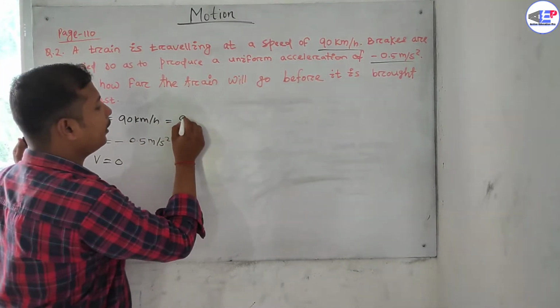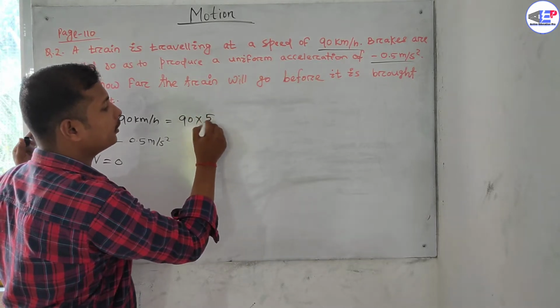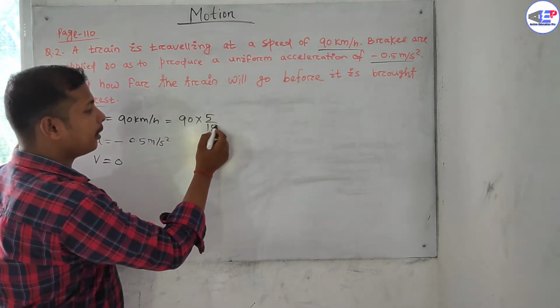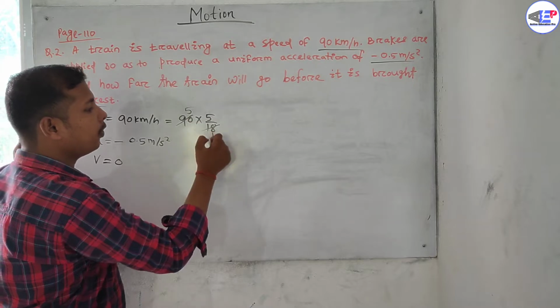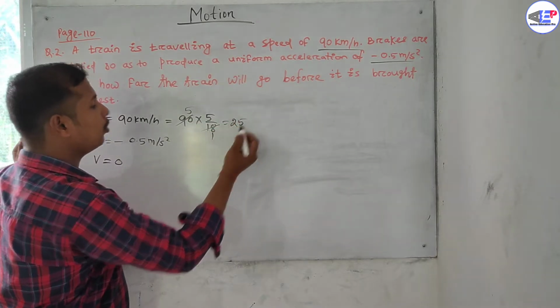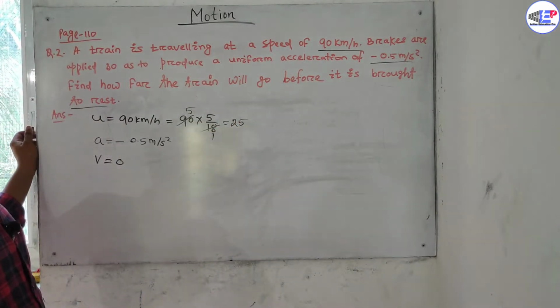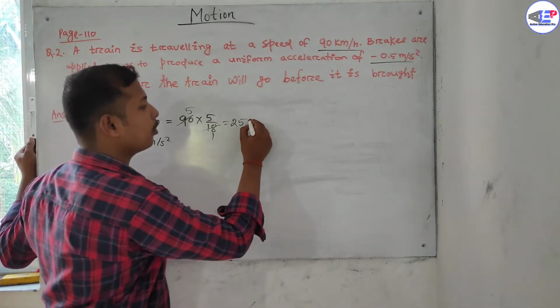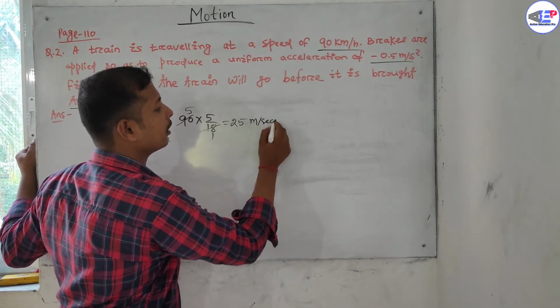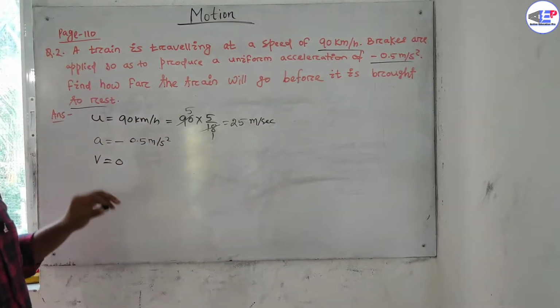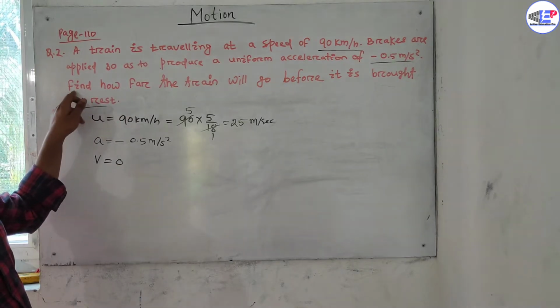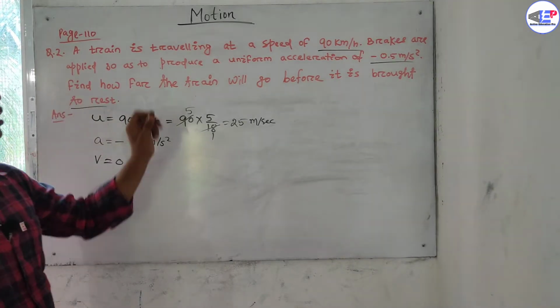We can convert the initial velocity in kilometer per hour to meter per second. So we have to multiply it with 5 by 18. By cancelling by 18, it will give 5, 1, 25. So the initial velocity in meter per second will be equal to 25 meter per second. Here we have to find out the distance, that means how far the train will go.